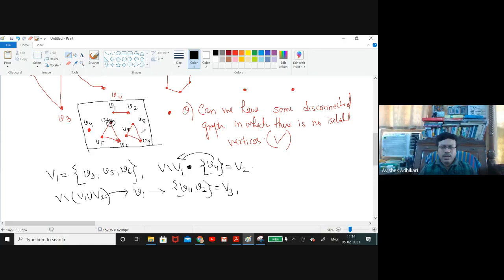Now take any vertex from V1 union V2 union V3 complement, and say you consider v8. From v8 you can reach v8, v9, and maybe one more vertex, so maybe v10. Now you can see that if there are 10 vertices all over, then the whole vertex set is basically partitioned into disjoint subsets.